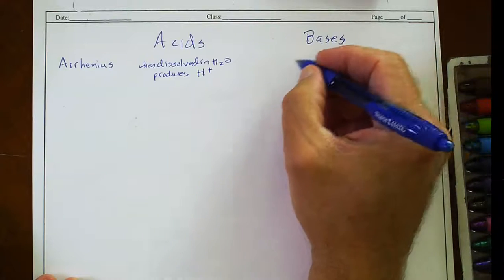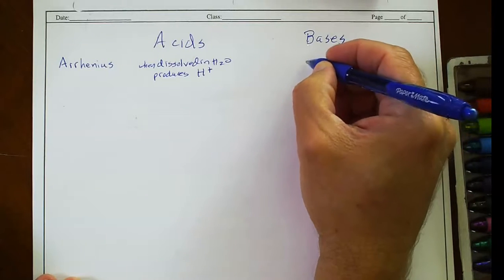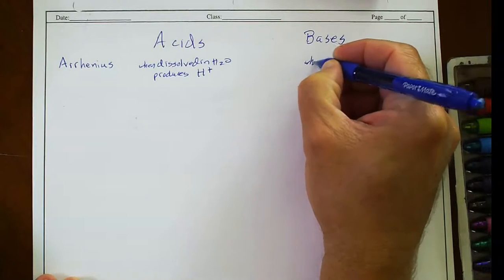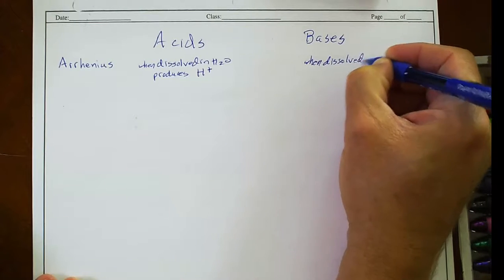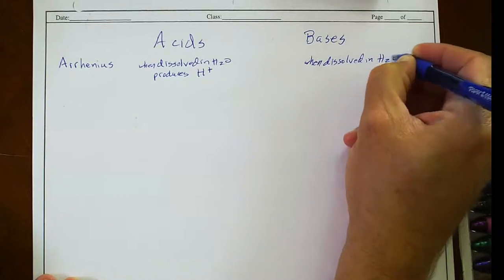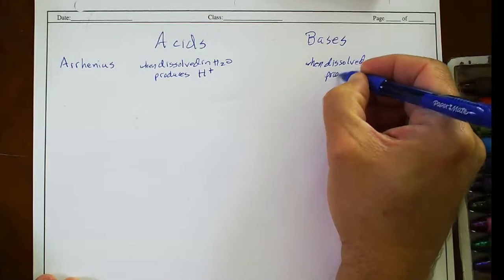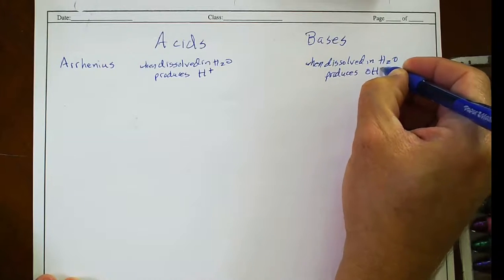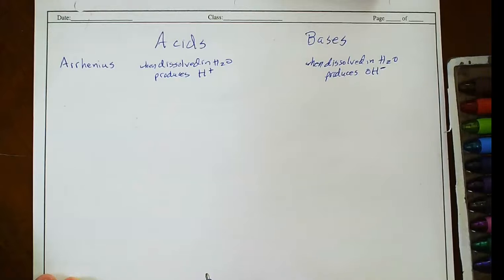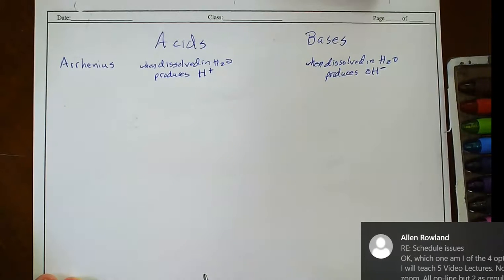Now, by the Arrhenius definition, a base is something that when dissolved in water produces, here's one of those polyatomic ions you need to know, hydroxide, OH negative.